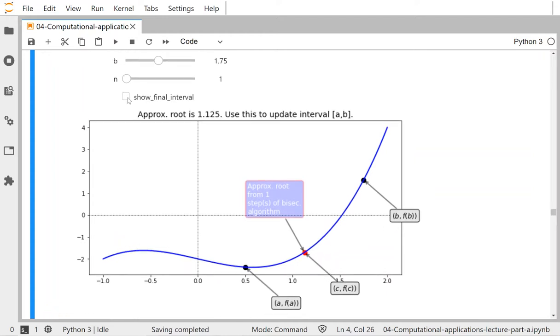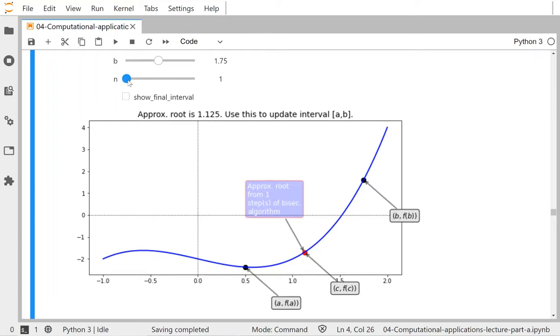If I say show the final interval, what interval should be updated? We know based on what we've talked about that a now needs to become this c value, because these have the same sign. So if I show the final interval, that's exactly what happens. B doesn't get updated, A does at that nth iterate.